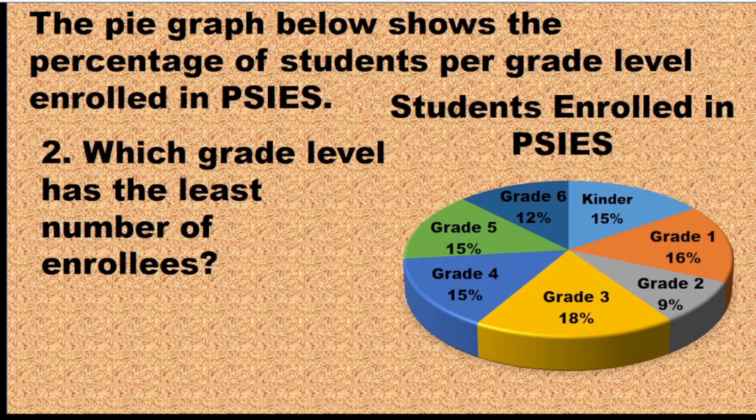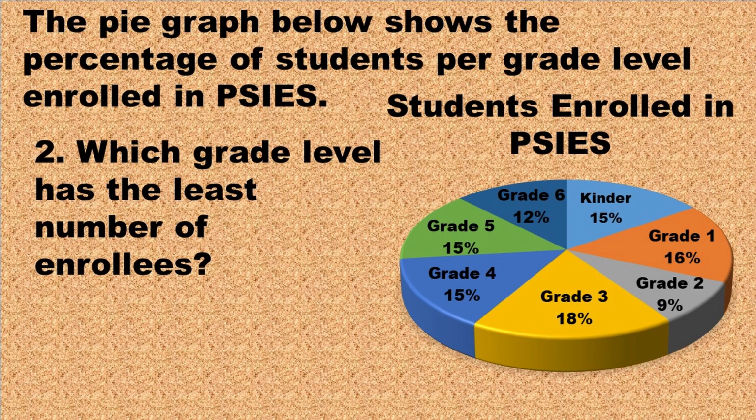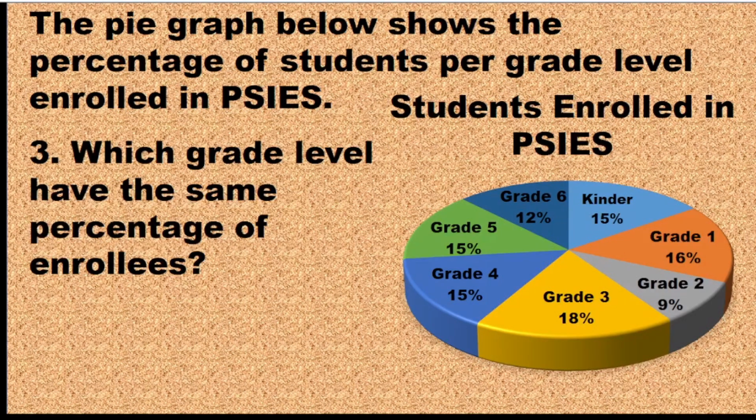Number 2. Which grade level has the least number of enrollees? Your timer starts now. Number 3. Which grade levels have the same percentage of enrollees? Your timer starts now.